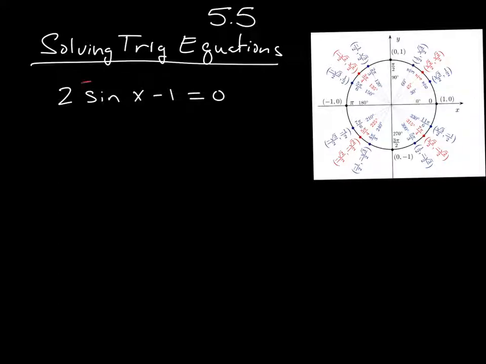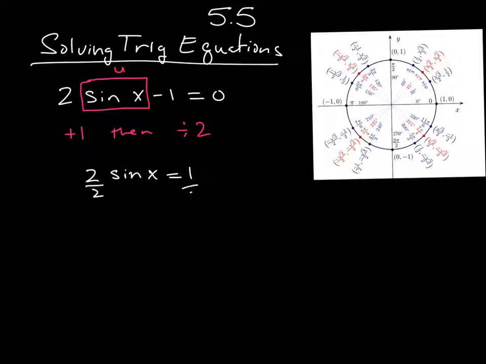We're going to solve these equations exactly the same way we would if all of this that I have here in this pink box is u. We want to get this entire argument all by itself. So the first thing I'm going to do is add 1, then divide by 2. Adding 1 will give me 2 sine of x is equal to 1. Divide both sides by 2.